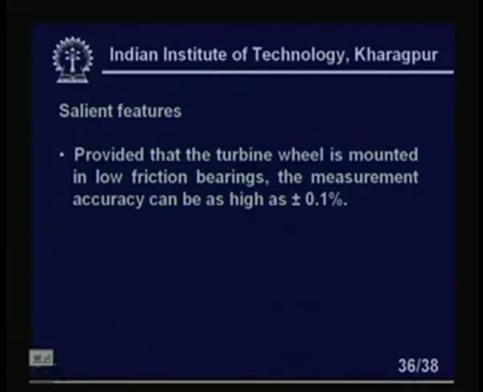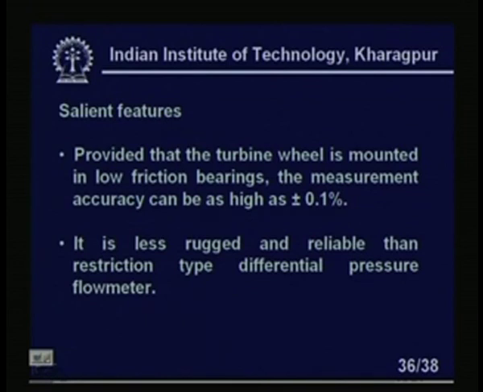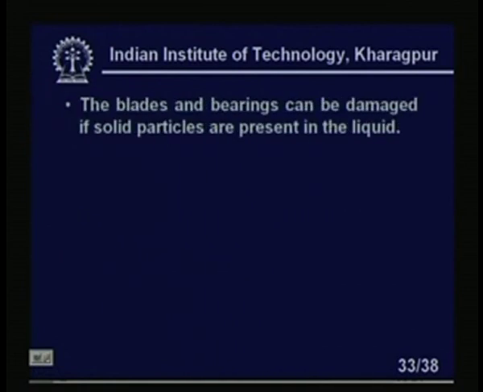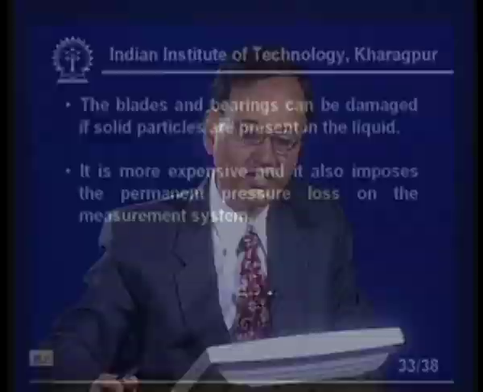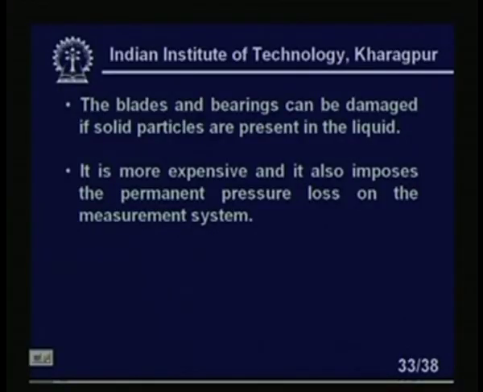Provided that the turbine wheel is mounted in low friction bearings, the measurement accuracy can be as high as plus minus 0.1%. It is less rugged and reliable than the restriction type differential pressure flow meter. The blades and the bearings can be damaged if solid particles are present in the liquid. This is the most important part, the liquid should be very clean, right. There is another problem, it is more expensive and it also imposes a permanent pressure loss on the measurement system, even though it is not as high, because we are putting some restrictions in terms of the blades and all these things. So, extra pumping is needed here also.